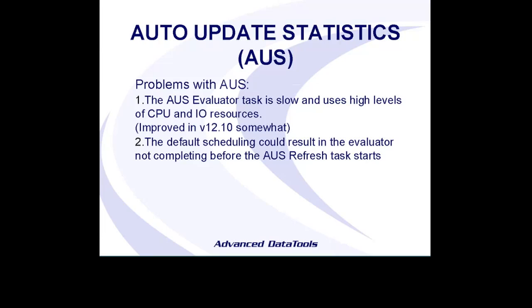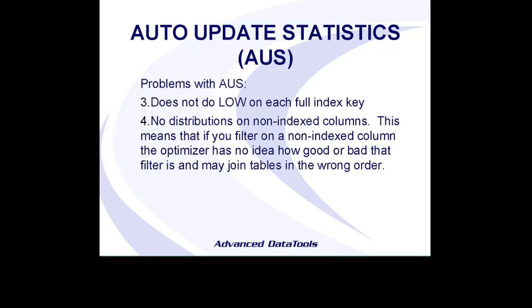Okay. As I said, AUS does not run alone on each full index key. There is a debate about whether that makes a difference. Some people have tested and found that it doesn't make a difference. The only thing I know for sure is that besides this problem and the fact that AUS does not calculate distributions on non-indexed columns, Dostats and AUS are pretty much doing the same thing. And all I know is when I see performance problems that are statistics related, if I run Dostats, things are better. And so I put the cause on AUS not performing these two steps.